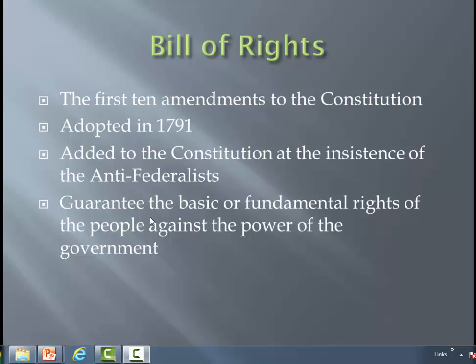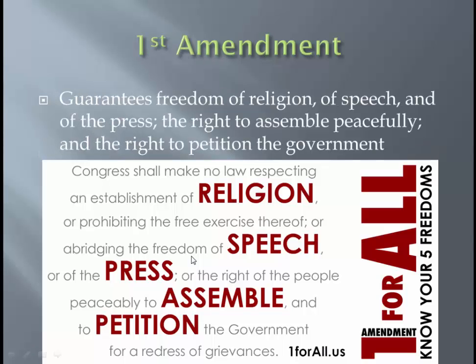So what does the Bill of Rights do? It guarantees basic fundamental rights of the people against the government. So these are things that we have that simply can't be taken away arbitrarily. All right, so the First Amendment, what is it? It's kind of a grab bag. There are usually 5 things you want to remember.